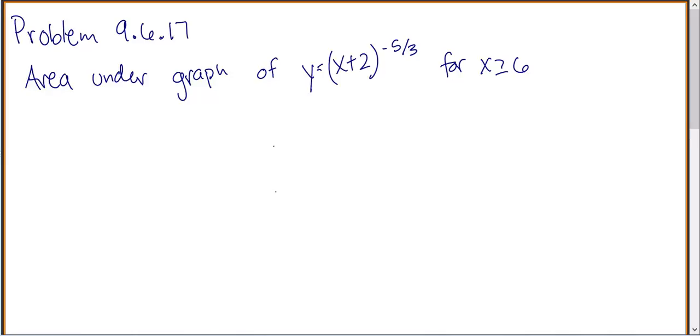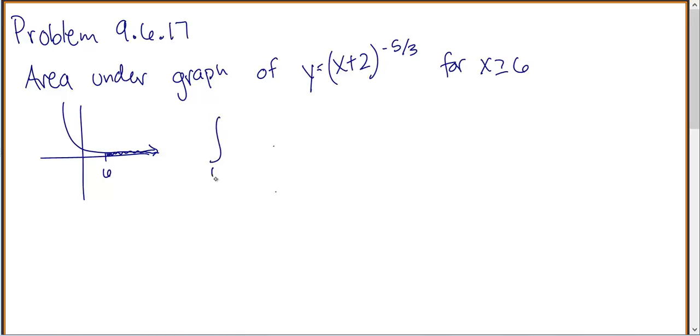This is problem 9.6.17. We want to find the area under the graph of y equals (x plus 2) to the negative 5/3 for x greater than or equal to 6. The first thing you should always do is graph this, and so I did so quickly, and it looks something like this. And we want to find the area for x greater than or equal to 6, which means we start at 6 and we're going to go on until infinity. It has no stopping point.